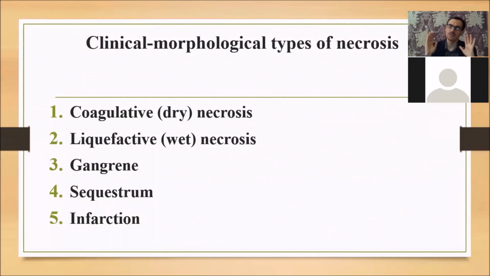But you see another classification of necrosis. This is the clinical morphological types of necrosis. There are 5 types of necrosis: coagulative necrosis, dry necrosis, liquefactive or wet necrosis, gangrene, sequestrum, and infarction.